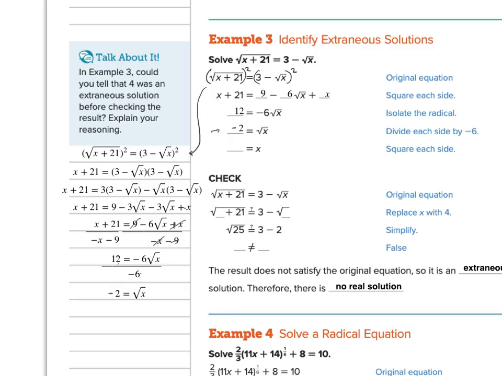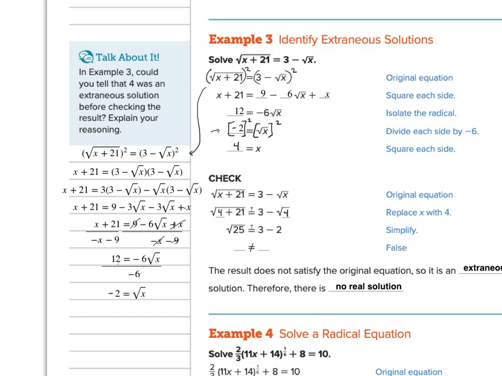And of course, I have that radical again right here. So if I square that side, I have to square this side. So x is going to be equal to negative 2 squared, which is equal to 4. So again, x is going to be equal to 4.